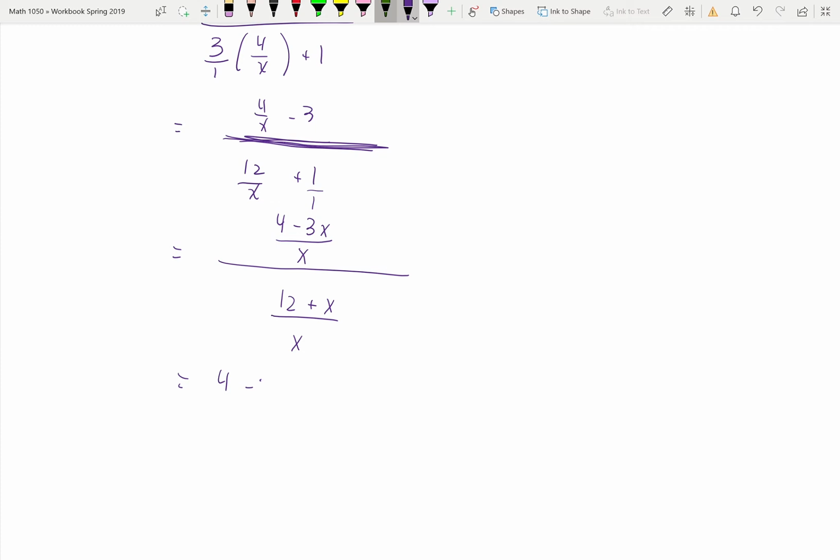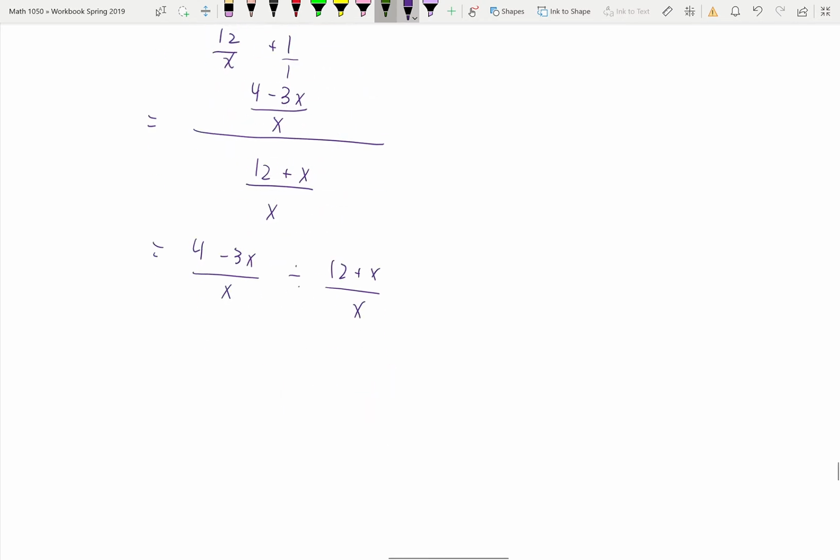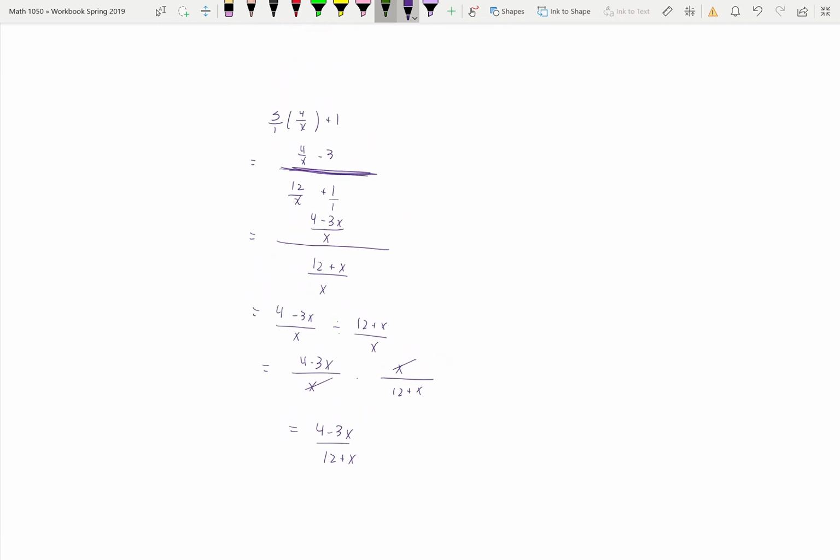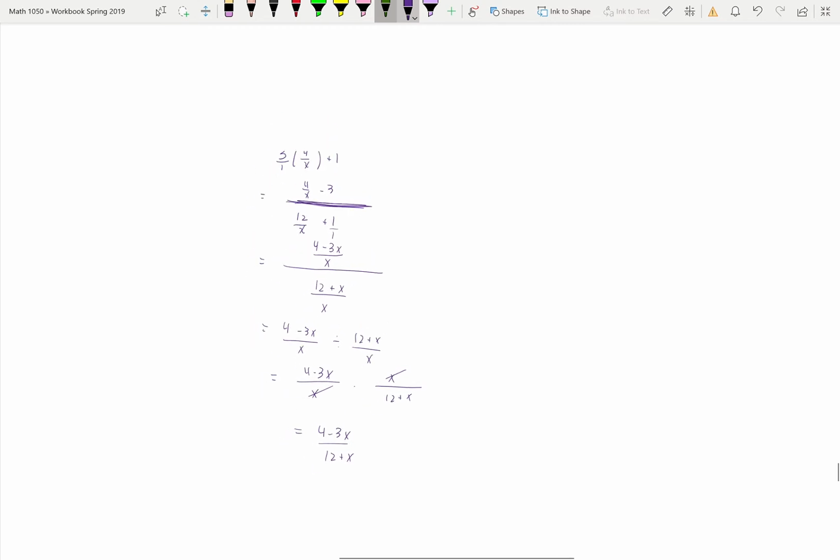So then now you write it as a division, 4 minus 3x over x, divided by 12 plus x over x. Then I change that and make it a multiplication. And I flip the second guy upside down. The first guy stays the way it is. The x's cancel, and you have 4 minus 3x over 12 plus x, okay? So the reason I'm showing you all this, for this particular problem, you did not have to do that. I'm showing you this because they could ask you that.